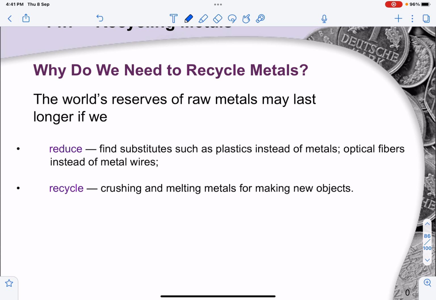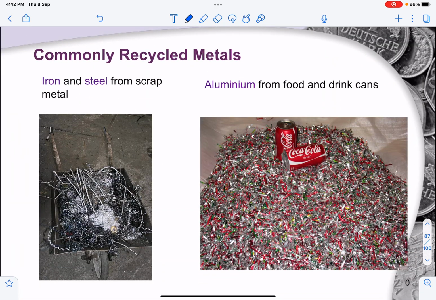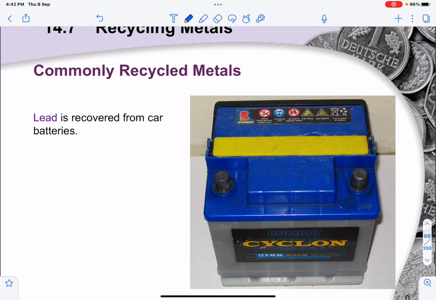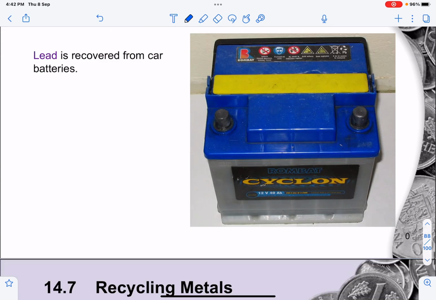Then we can also recycle through crushing and melting of metals to reorganize it for other uses. So these are some of the commonly recycled metals. Like you have your iron and steel from scrap metals, you remelt it to form your metal plates and what's not. Aluminium from your food and drink cans, so that it can be recast into other cans. Lead is usually recovered from your car batteries, so that it can be reused again.